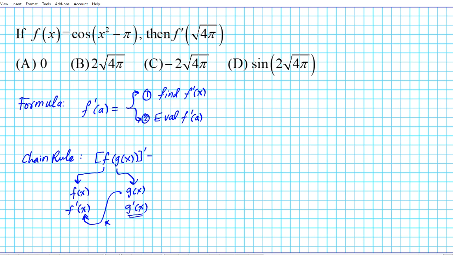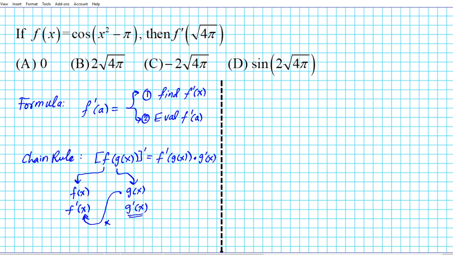Okay, so the chain rule formula is f prime of g of x, or often referred to as f prime of u, multiplied by g prime of x. The derivative of the outer evaluated at the inner times the derivative of the inner. Okay, so let's keep these two formulas in mind as we work on this problem.